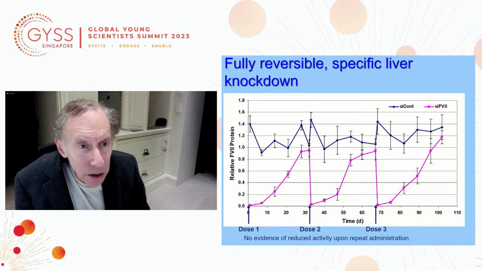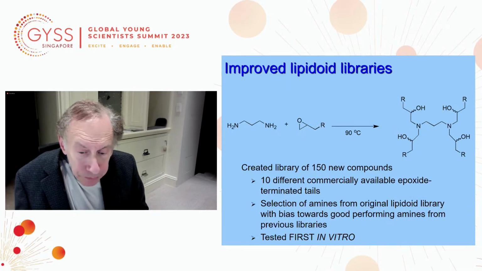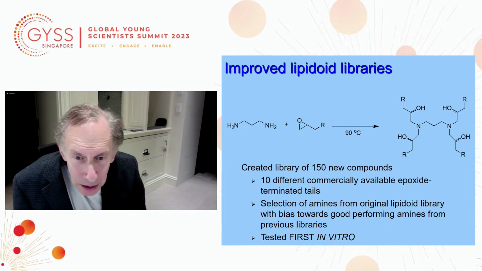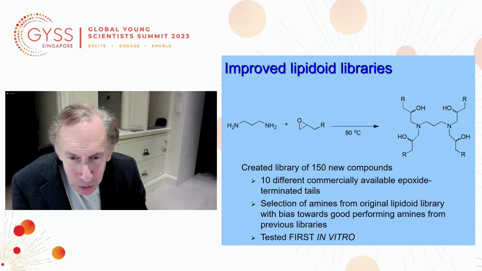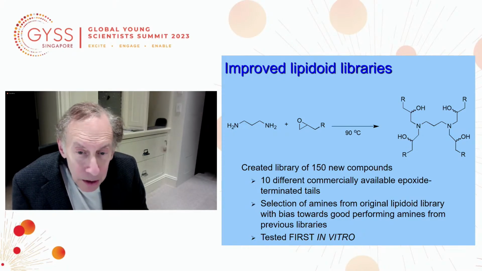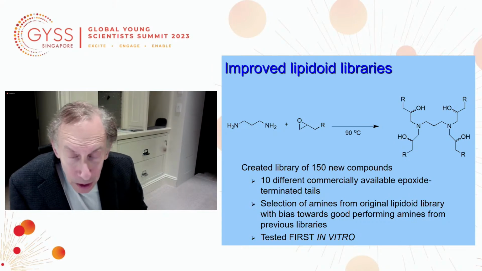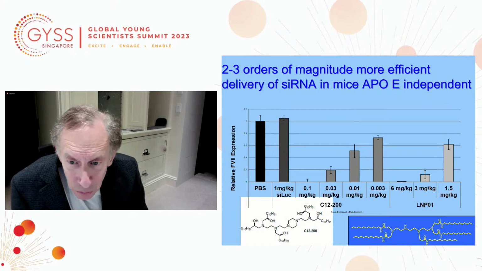And then, of course, Dan and I, you want to do better. So what we did is we could take the initial libraries we had, but then we could improve them. And an example of that shown on the next slide, that we could take the amines from the original library, take the best ones, but now use an epoxide chemistry to make 150 new compounds that we could test in vitro and then in vivo. And let me just show you the data as we improved the efficacy by this 4th lipid. So what you're seeing on the left is the LNP01.